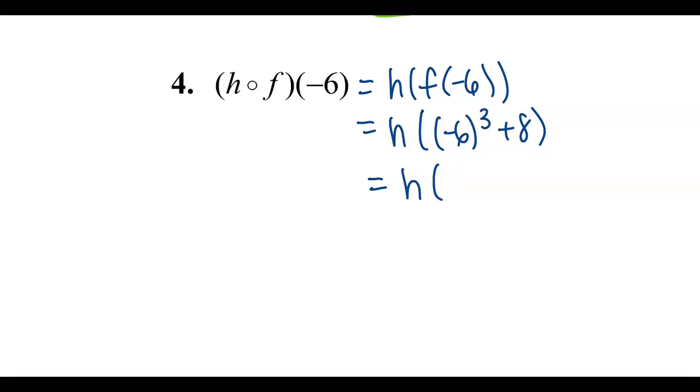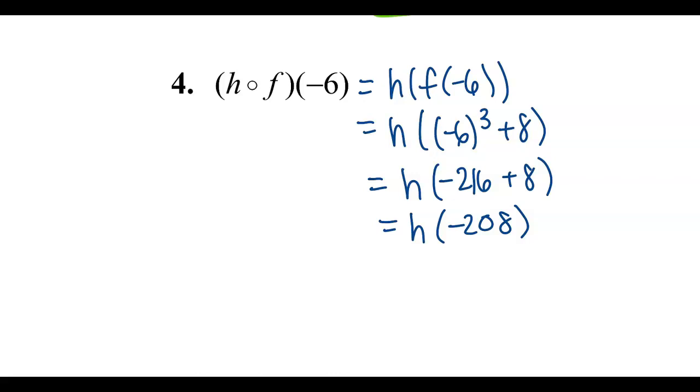So h will be outside of your parentheses. Inside the parentheses, we're going to do negative 6 to the third power. Please don't tell me that negative 6 to the third power is 18. You're actually going to multiply negative 6 times negative 6 times negative 6. That is negative 216. Don't forget your negative symbol. And then when you combine negative 216 plus 8, you're going to get h of negative 208.